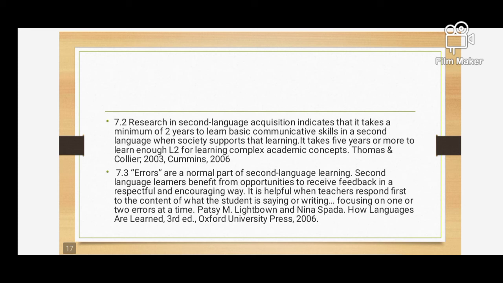Errors are a normal part of second language learning. Second language learners benefit from opportunities to receive feedback in a respectful and encouraging way. It is helpful when teachers respond first to the content of what the student is saying or writing, focusing on 1 or 2 errors at a time.